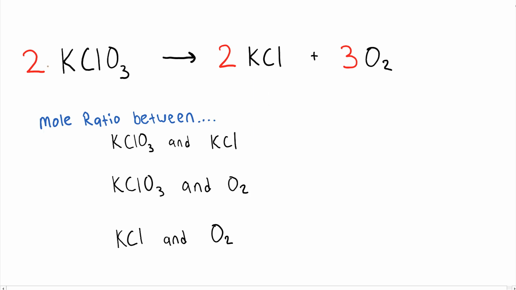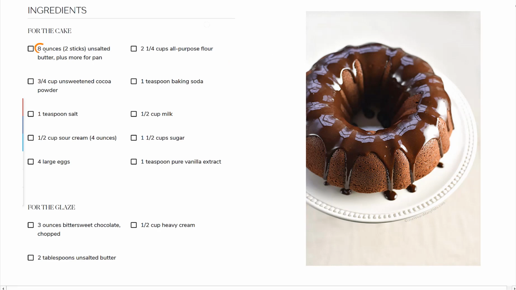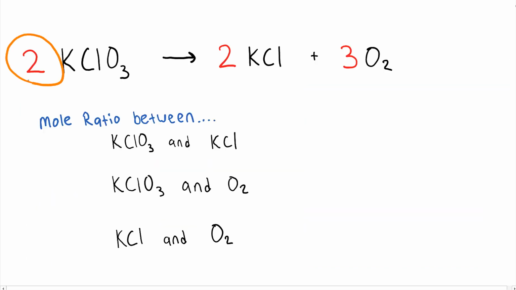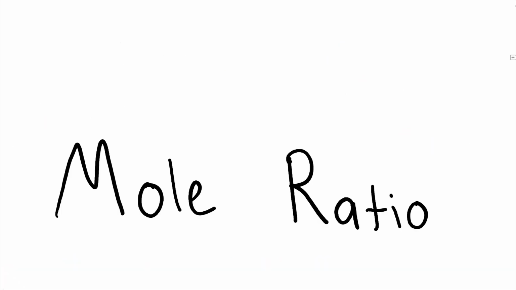Now these coefficients in front are very much like these numbers in front of the recipe. This tells you how much butter you should add. This tells you how much milk you should add. Well, right here, this tells you how much potassium chlorate you should add at the beginning, and this tells you how much oxygen you're going to make at the end. It's just a recipe.